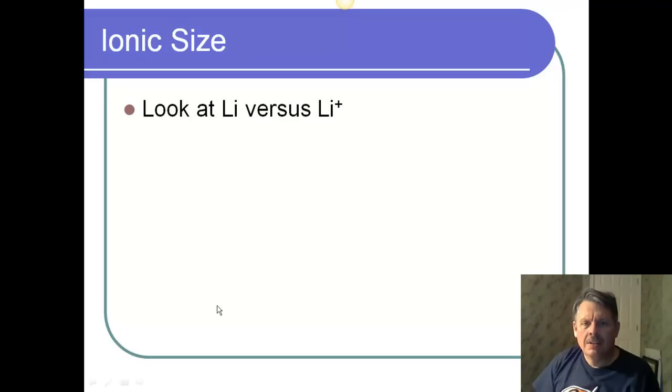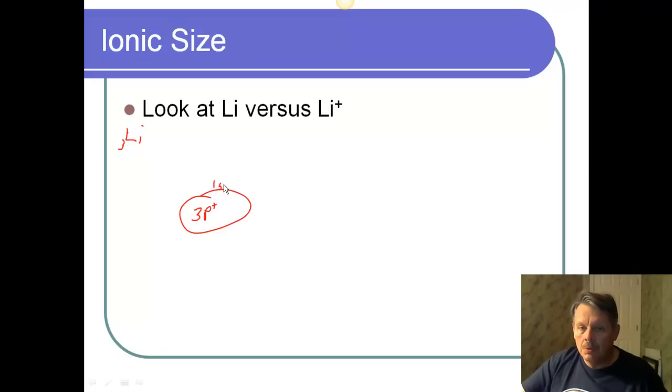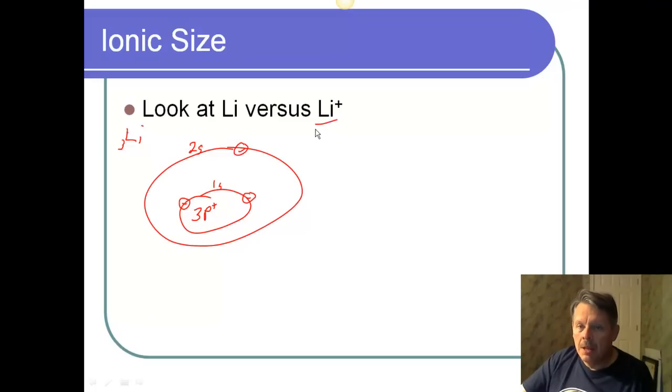Okay, let's look at ionic size. Let's just look first at lithium. Remember, lithium is lithium-3. And lithium has 3 protons in the middle. And then it has a 1s orbital with 2 electrons in it. And then it has a 2s orbital with 1 electron in it. Now, if I want to become Li+, what happens? Well, I have to lose this electron. If I lose that electron, what happens in here? Well, I've lost an entire shell.